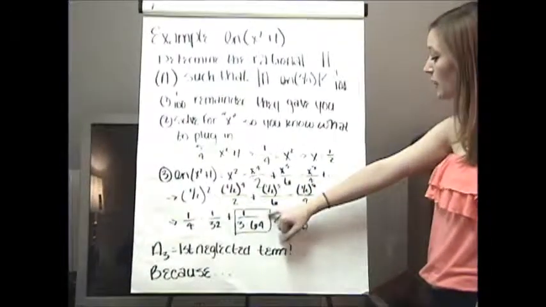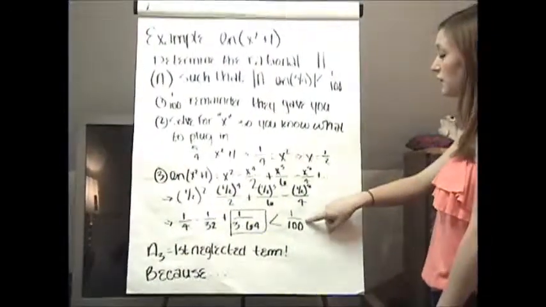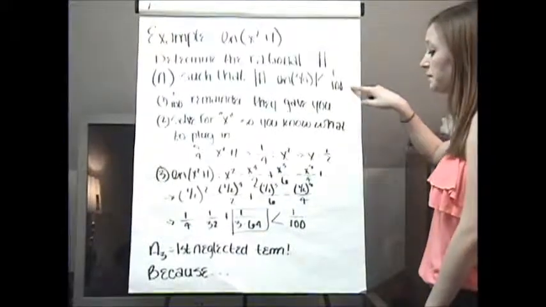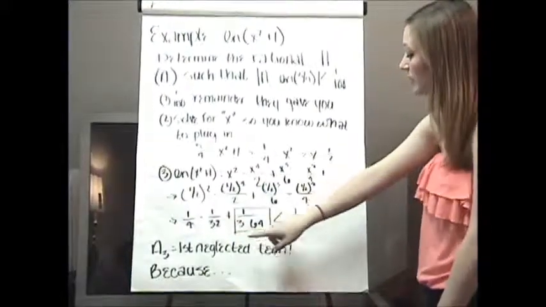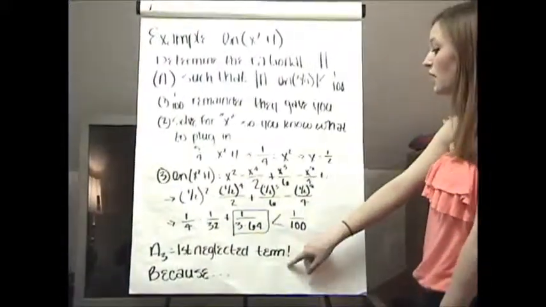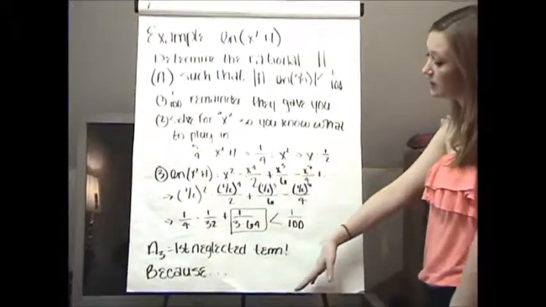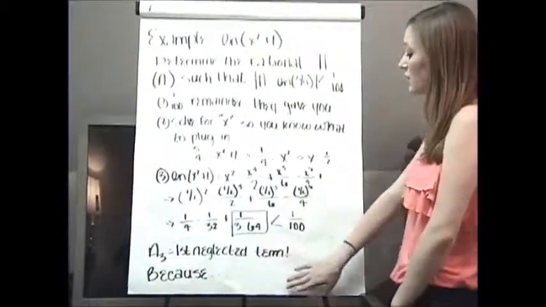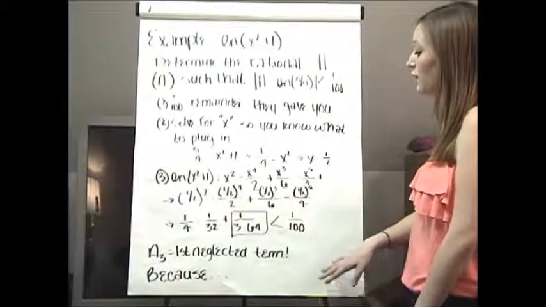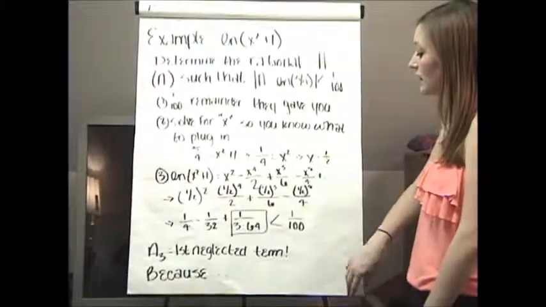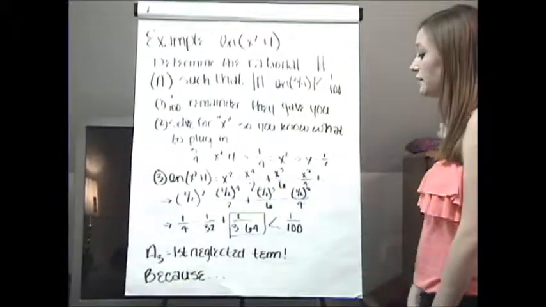Now this term we know is going to be less than 1 over 100, which is the fraction they asked for in the problem. So you know that a sub 3 is the first neglected term. So once you figure that, you can write the answer, starting with: because it is a convergent alternating series, the first neglected term, a sub 3, is less than 1 over 100.